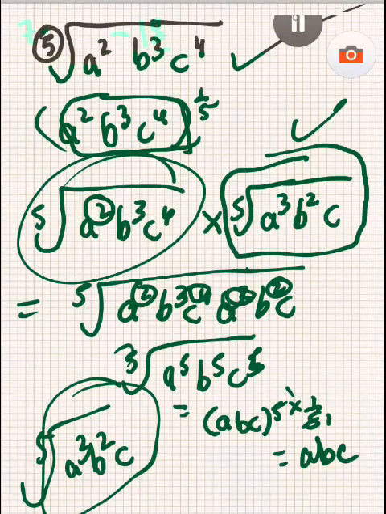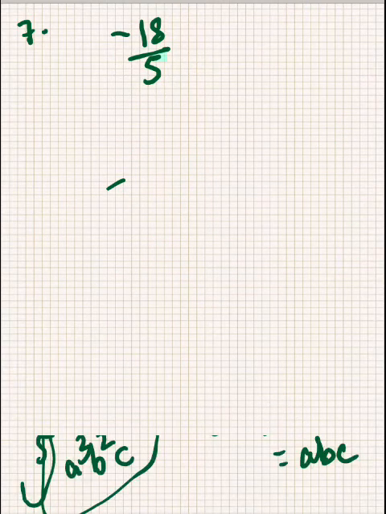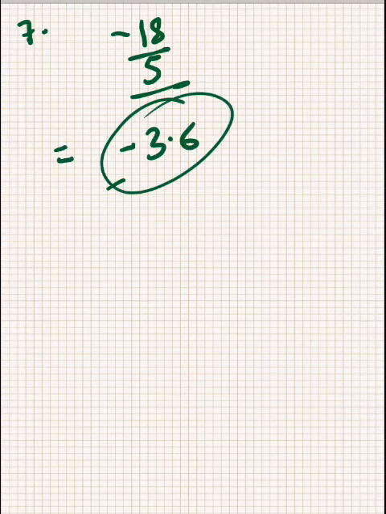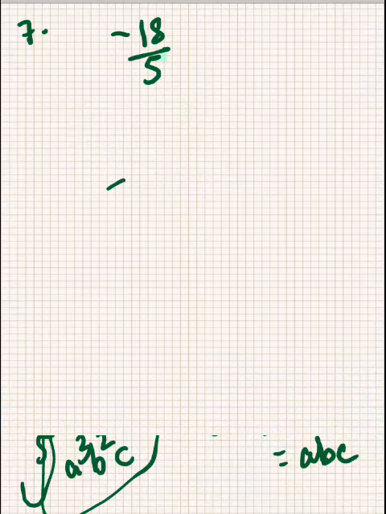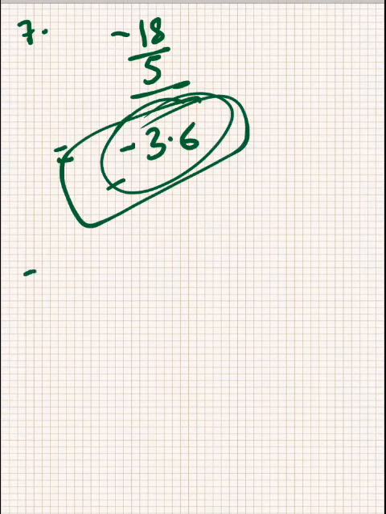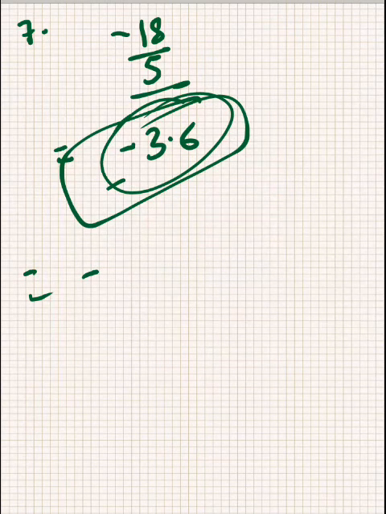So in question 7, we have to find which consecutive integers the rational number minus 18 by 5 lies between. So what we'll do simply is express it in the decimal form. In decimal form it will be equal to minus 3.6. After that, in between which numbers does it lie? The consecutive numbers are minus 3 and minus 4, right? It lies between minus 3 and minus 4.